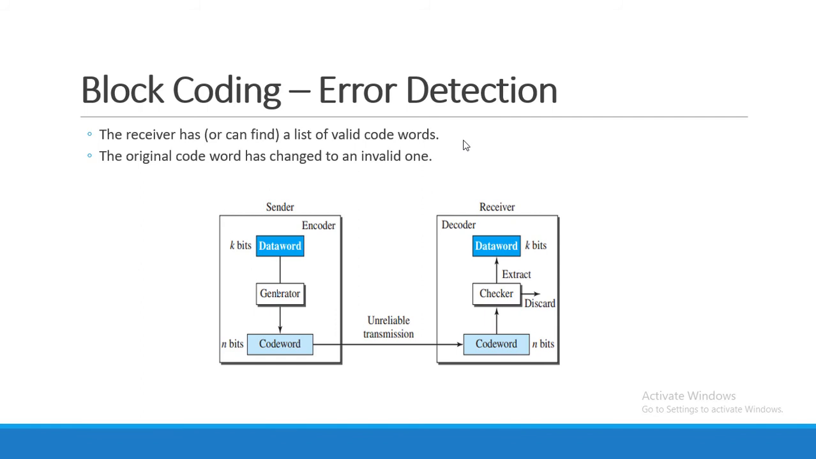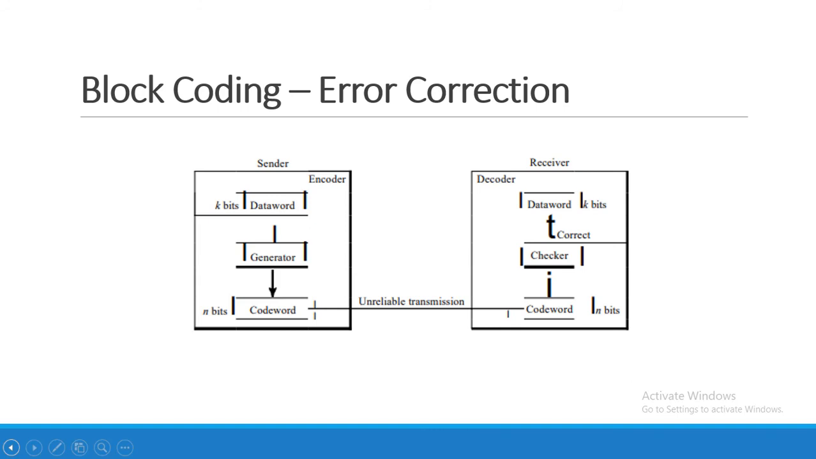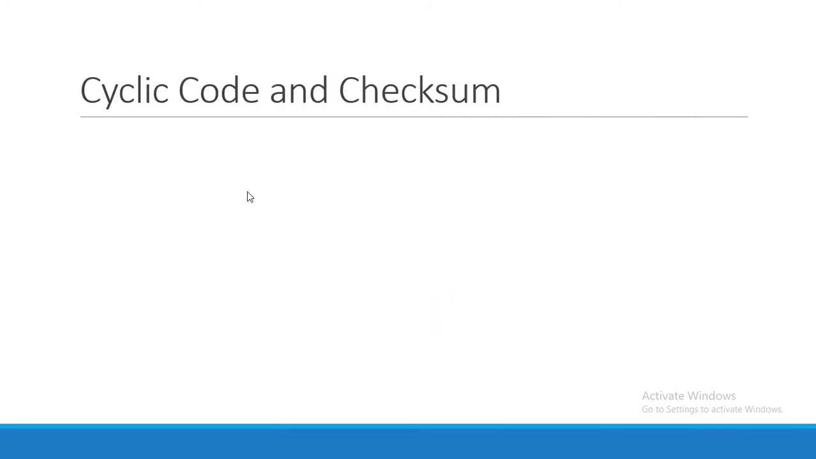In the process of error correction using block coding, it is needed to guess what code word was sent by the sender. When compared with the previous one, error detection, error correction is much more difficult. Okay, now let's move to the next slide.